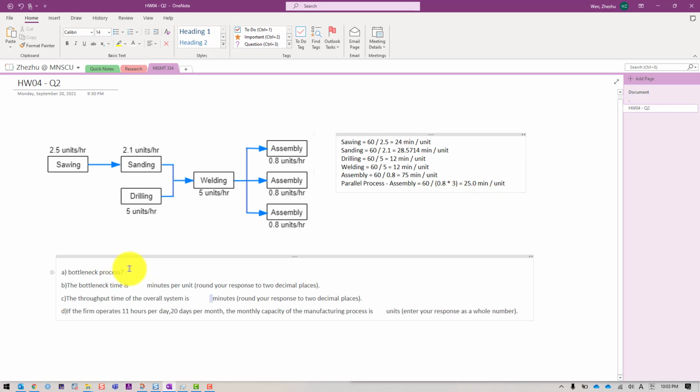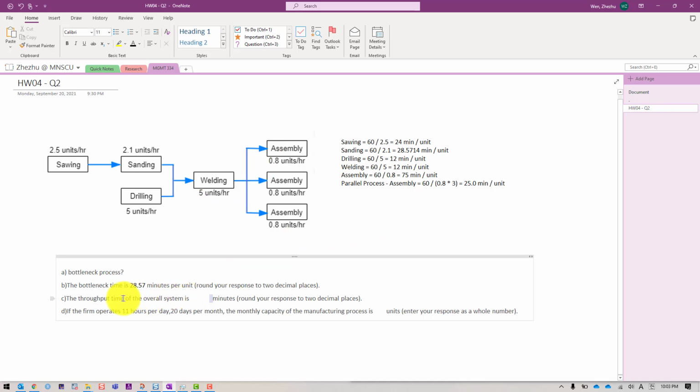Okay, so the first question is, where is the bottleneck process? The bottleneck process is the process that consumes the longest amount of time. So we have 1, 2, 3, 4, 5 different processes here. As you can see, sanding consumes the longest amount of time. Therefore, I would label sanding as the bottleneck process. So the bottleneck time for sanding is 28.5714. That's the bottleneck time for this entire process.